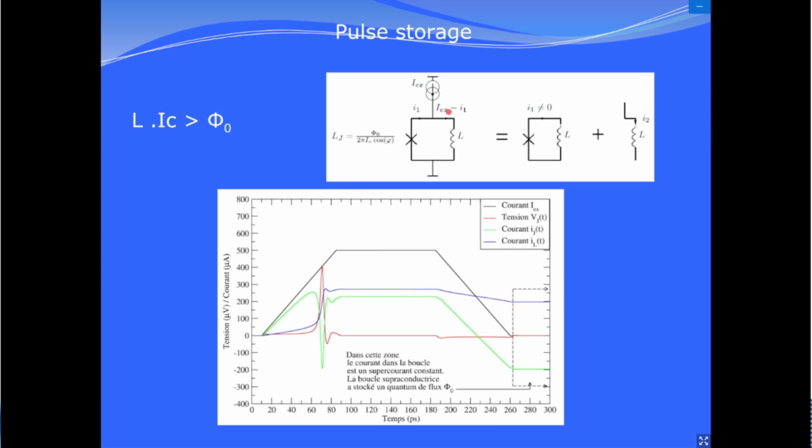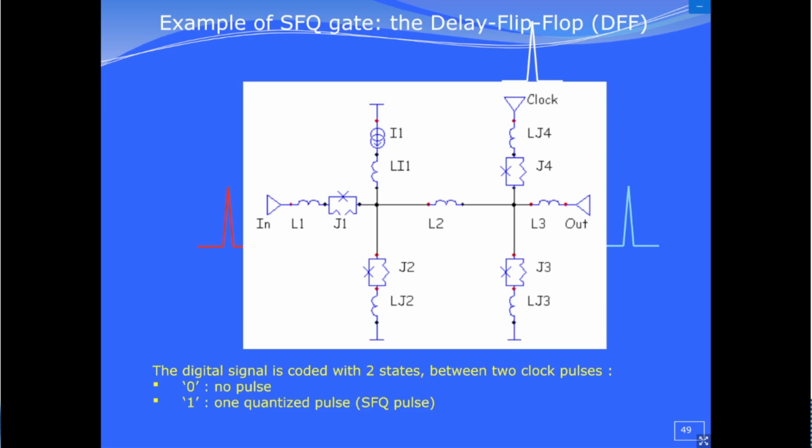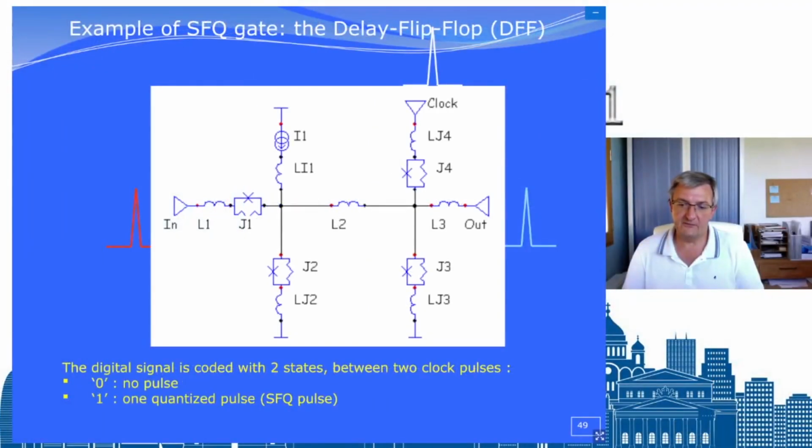And then you have a negative current on the junction. It means you have a flux like that. So you have your flux. Now you can use it to make cells. I think the animation will not work on this video, but okay.